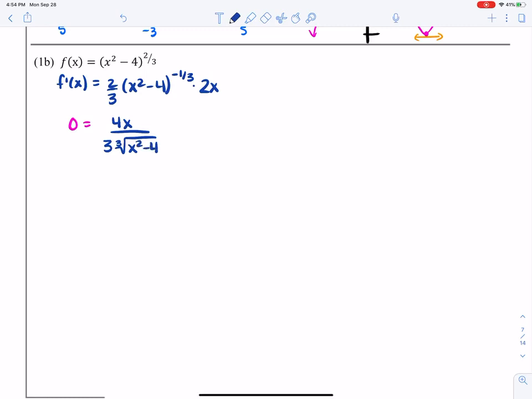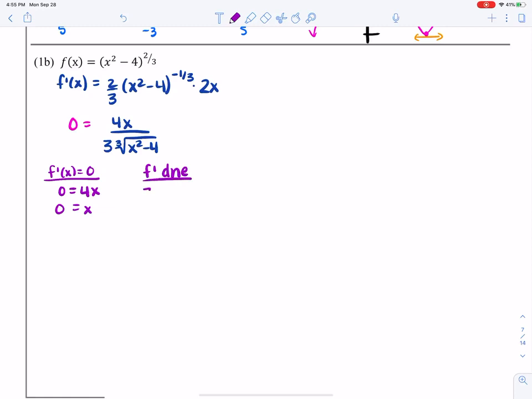So we're going to have a couple of things that we'll have to deal with here. First off, we need to figure out where the derivative is equal to 0. In order for this derivative to be equal to 0, it's just going to be the numerator. So I'll set the numerator equal to 0 and find out after dividing by 4 that x equals 0 is my critical number. I also want to find out where the derivative does not exist.